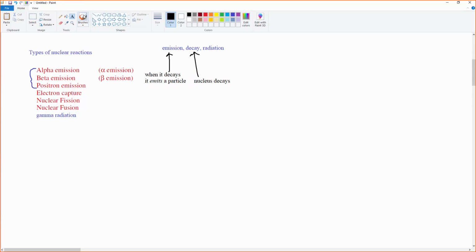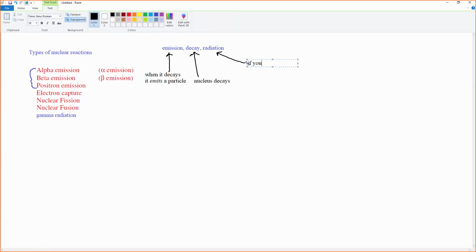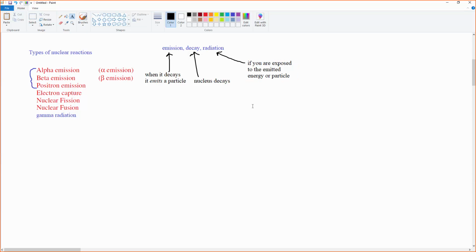That's emission. And radiation is if you are exposed to the emitted energy or particle, then you receive radiation, right? All right, so you'll hear all of these. I'll use them just interchangeably, but I'm talking about the same process.